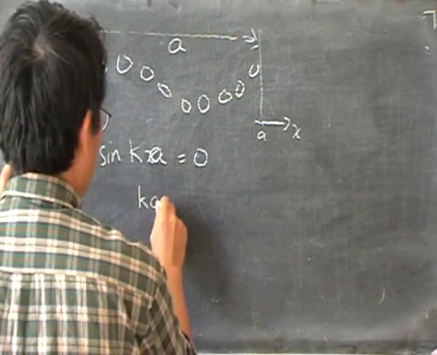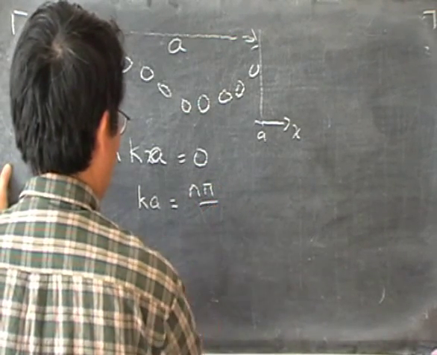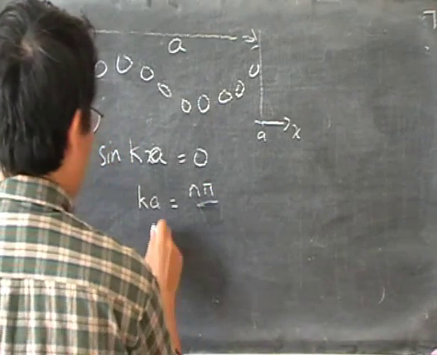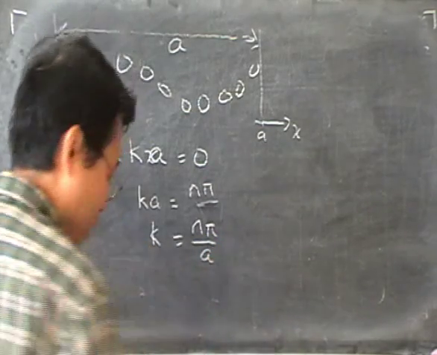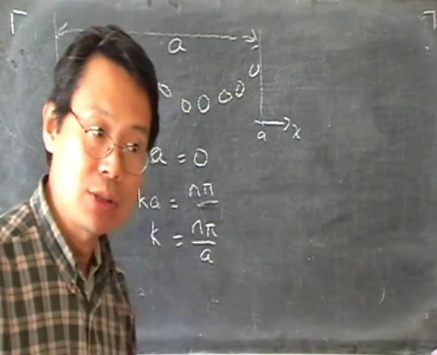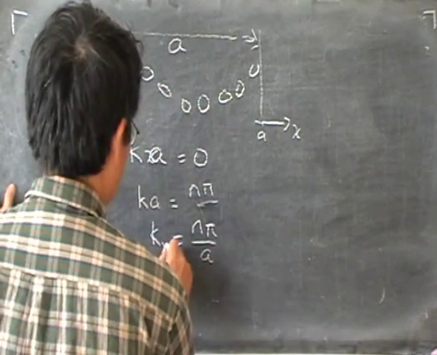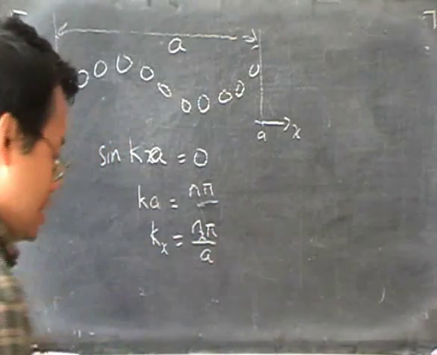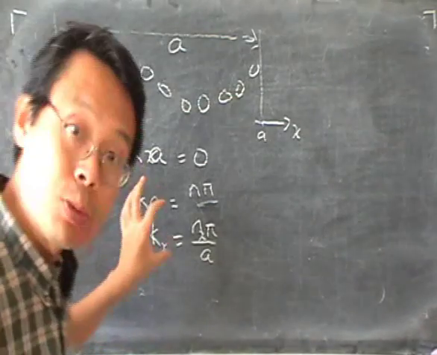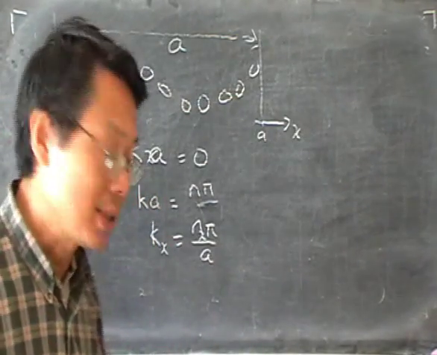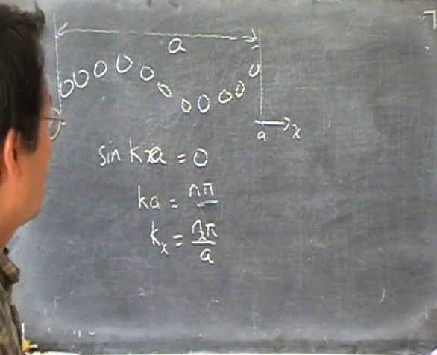And this means that Ka must take the form of a whole number times pi. And then we have our quantization condition, which is exactly the same as what we've seen for electrons and for the ideal gas. And because this is in the x direction, we put a subscript x there. And likewise, we have the corresponding conditions for the y and the z direction.